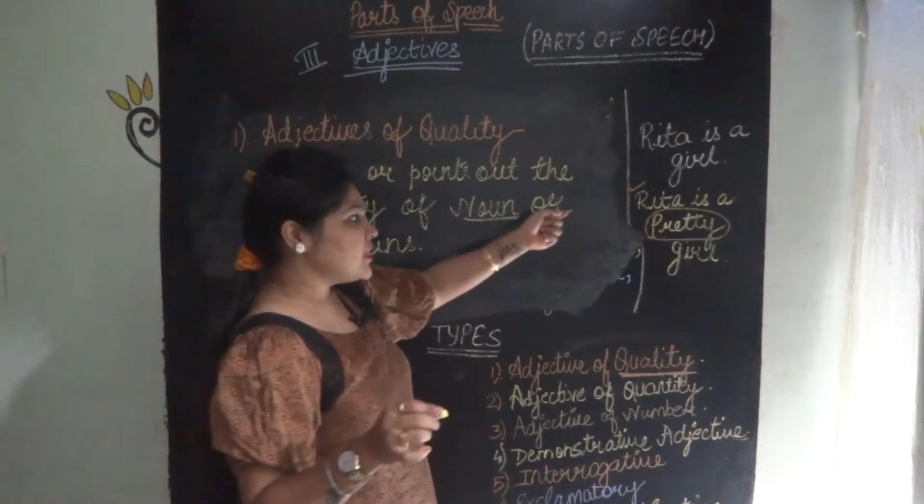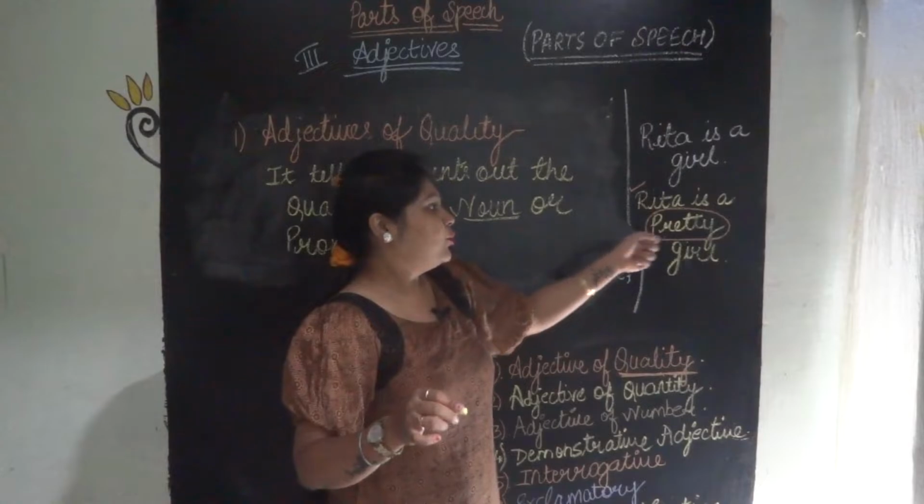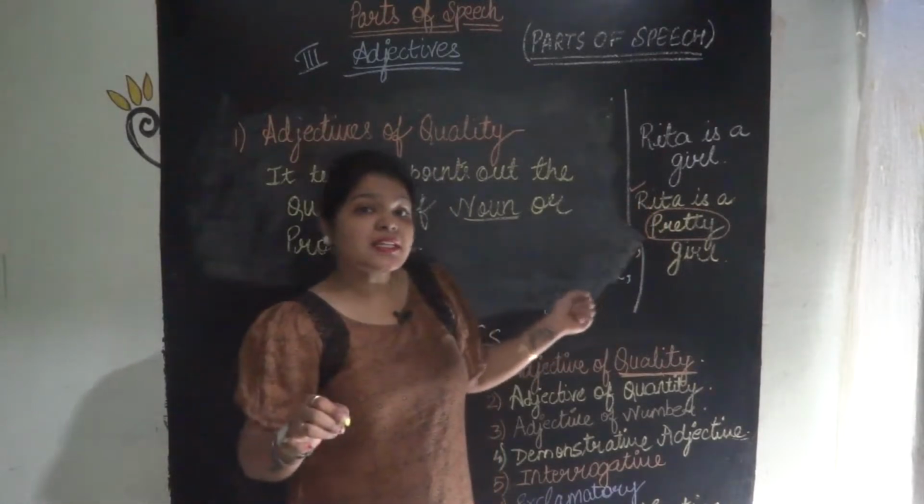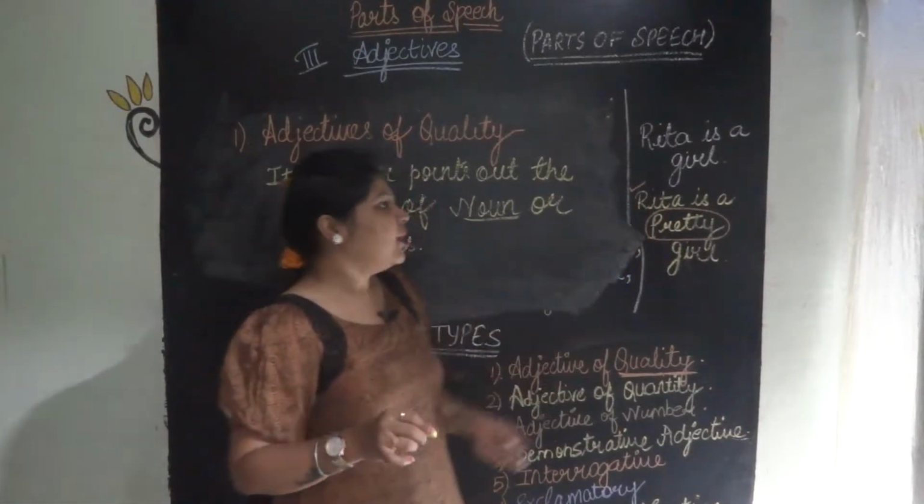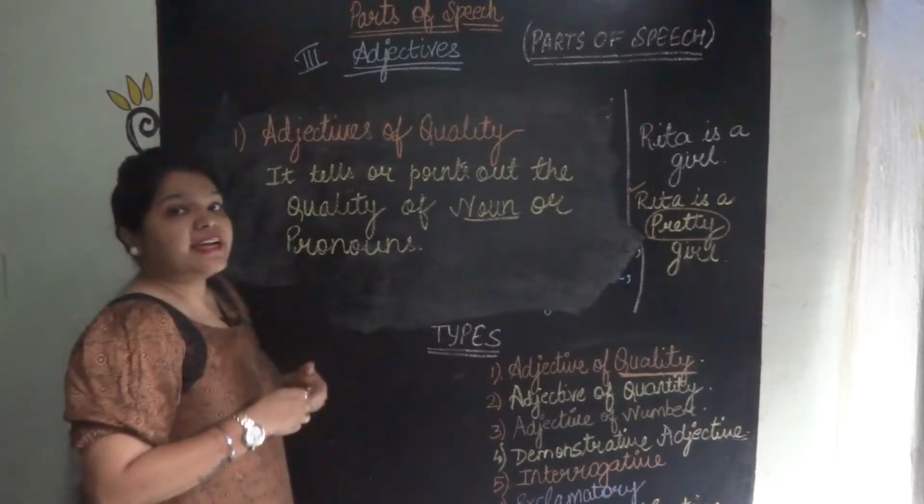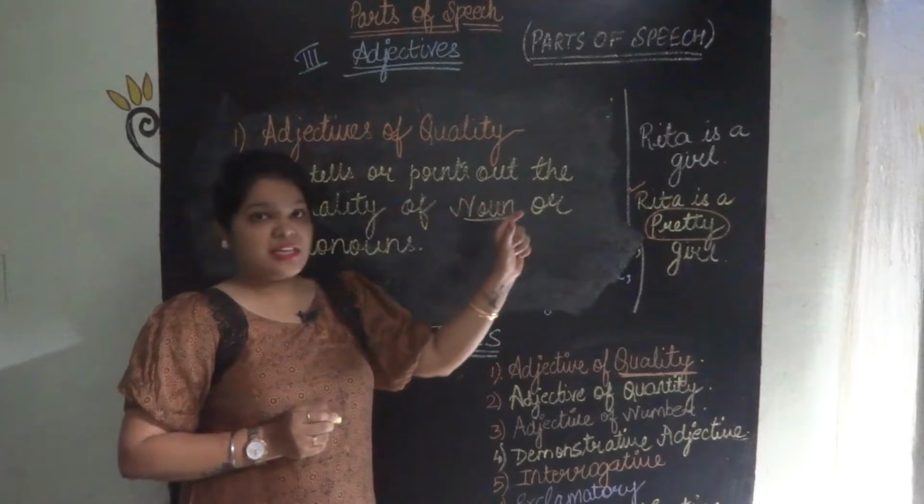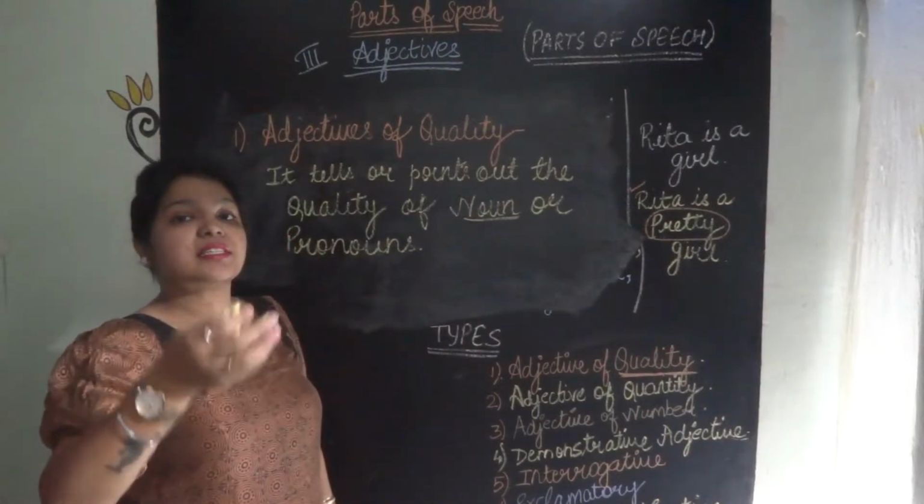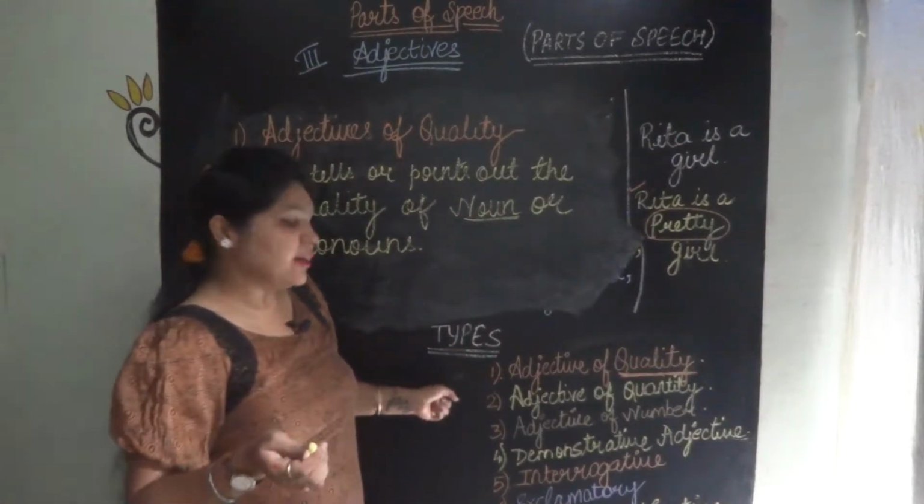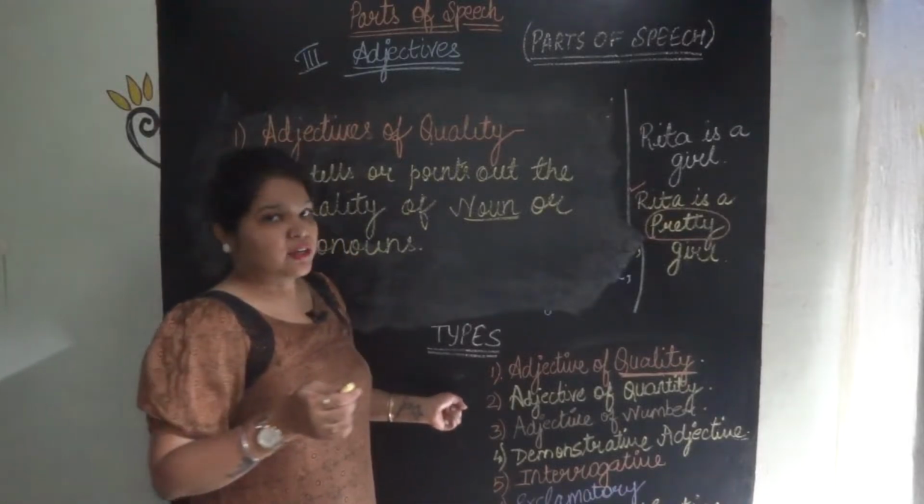Like again we can say, Rita is a pretty girl. Pretty is her quality. She writes beautifully. How does she write? Beautifully. She is a pronoun and beautifully is the quality. Adjective of quality. Got it?